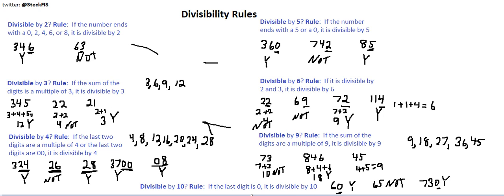Now, unfortunately, we did 2, 3, 4, 5, 6. If you notice, we have 7 and 8 missing. I'm sorry, but I don't know any good rules to share for knowing if a number is divisible by 7 or 8. So if you know those, please let me know and we can get those added in the video.